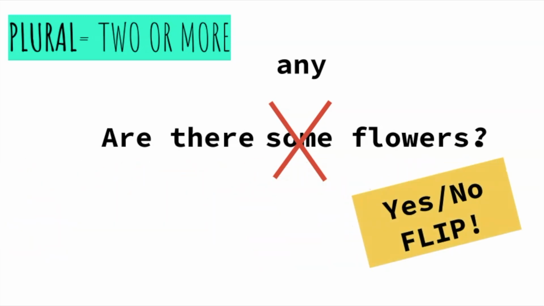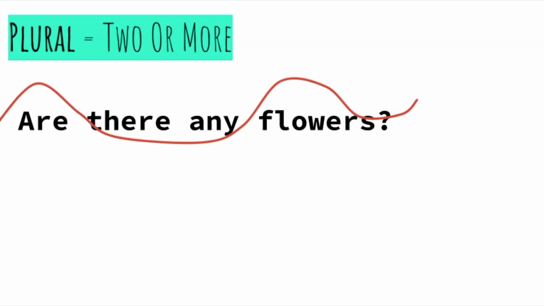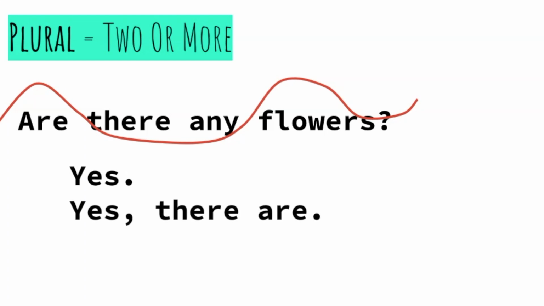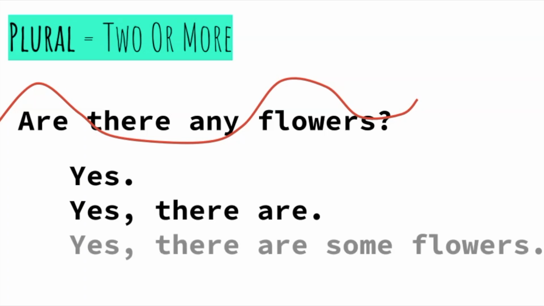And that is how we do the yes-no flip. So, how do we answer this question? Are there any flowers? Yes. Yes, there are. Yes, there are some flowers.